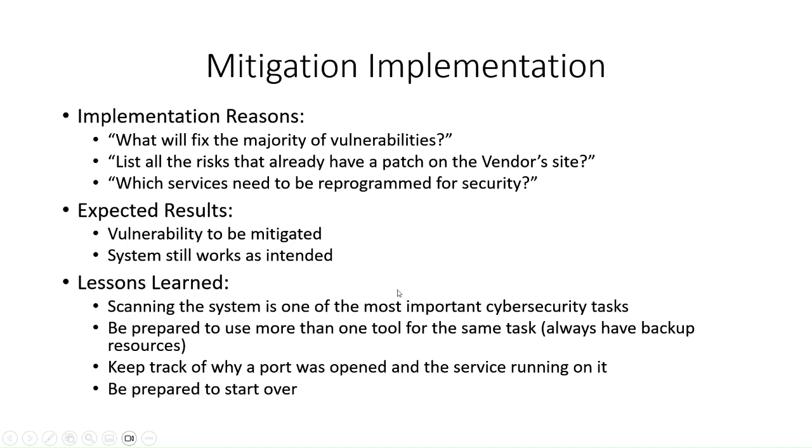As far as my mitigation implementation, I want to answer several questions with my implementation reasons. What will fix the majority of my vulnerabilities? I want a list of all the risks that have already been patched by a vendor site, so I can go ahead and download those and get those going. What will fix the majority of my vulnerabilities kind of answers the criticality portion. A list of all the risks that have patches that are already made, so that I can get that going, answers the expedience part.